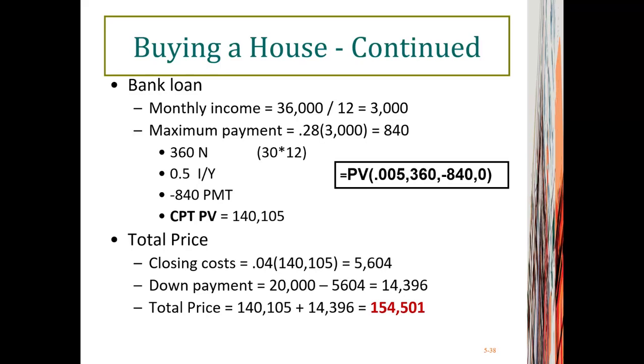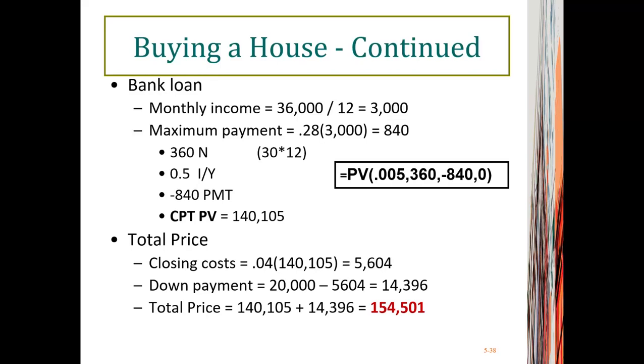So first of all, let's take a look at how much money you can afford to pay as the monthly payment. Your monthly income is $3,000, and the maximum monthly payment should be 28% of $3,000, which is $840. Since you take a 30-year fixed rate mortgage, that means there will be 360 months, right?